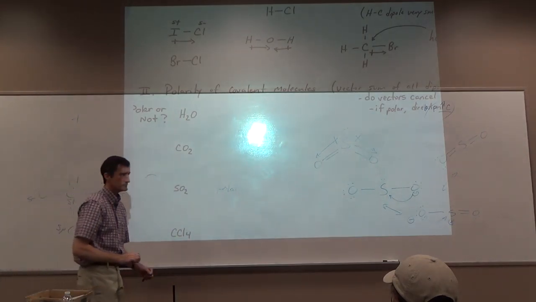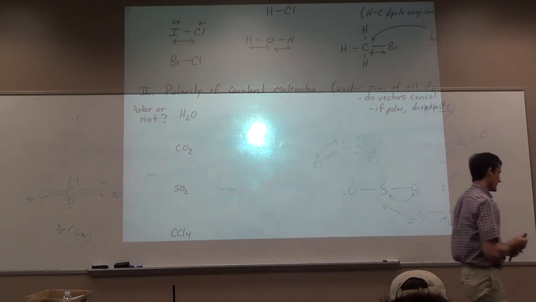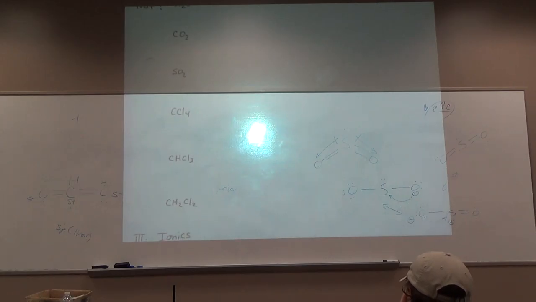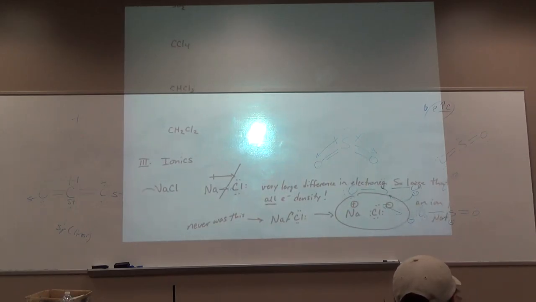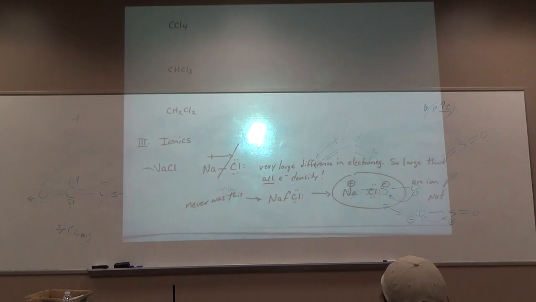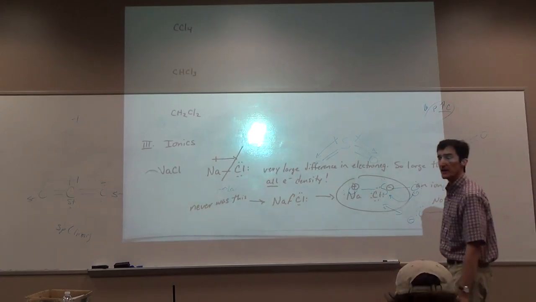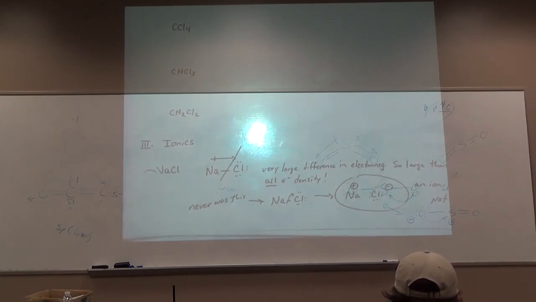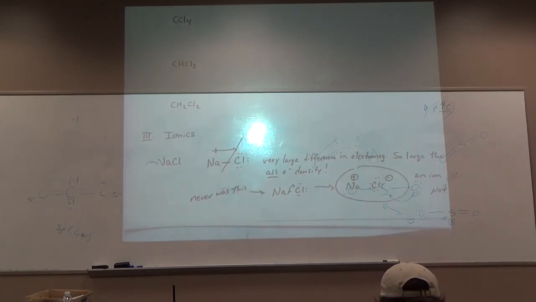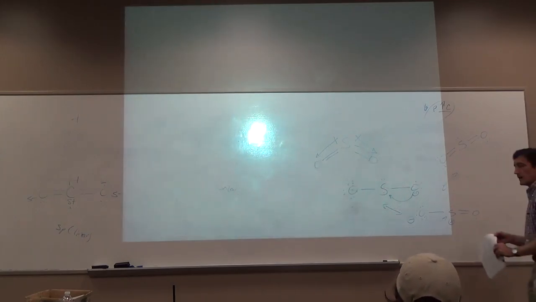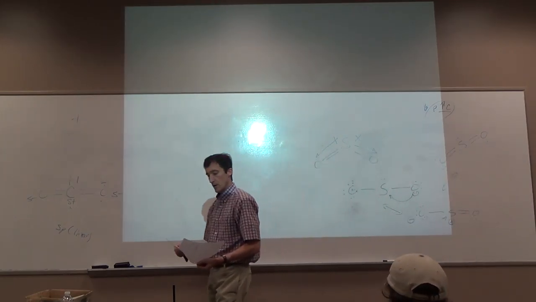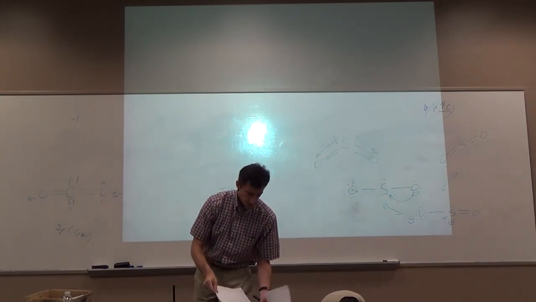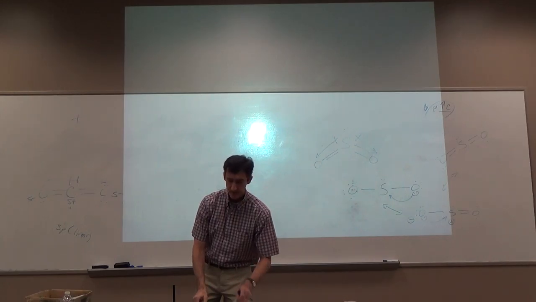CCl4. Okay, let's set the stage for next time. Please do the remainders there. You need to know the correct geometry, and then see the individual dipoles and then see if they cancel out or not. Sometimes you may have four dipoles and they all cancel. Ionics. But then please look ahead. We'll hit the physical properties hard next time. Please also be looking to do problems on the warm-up pages in this handout.